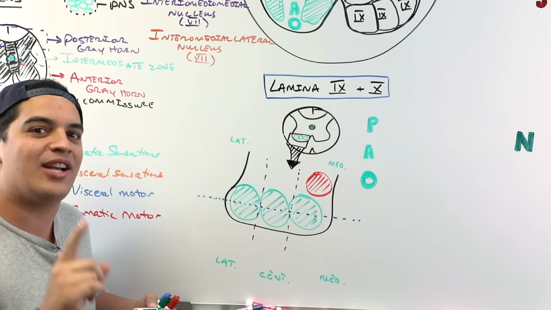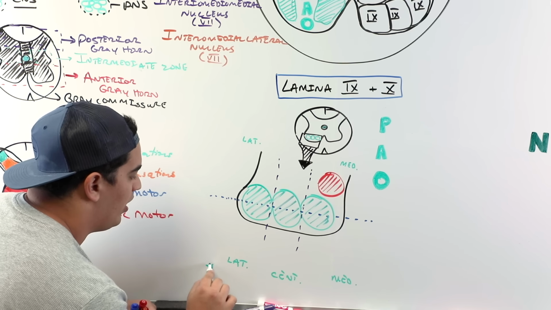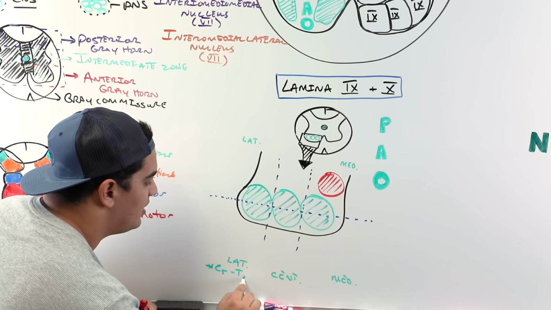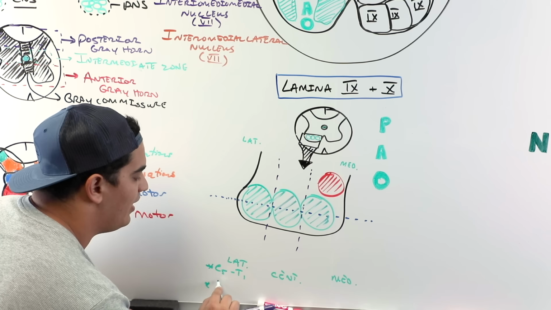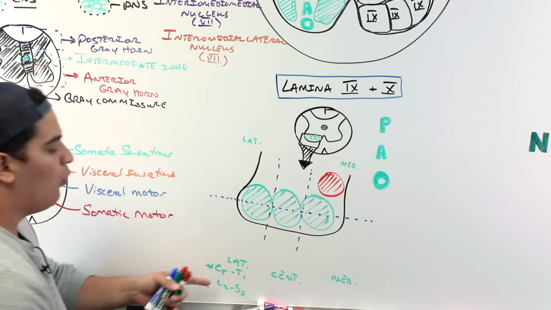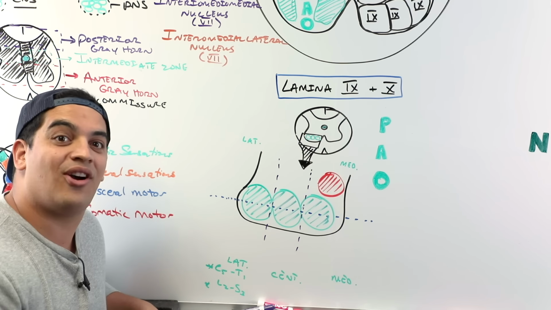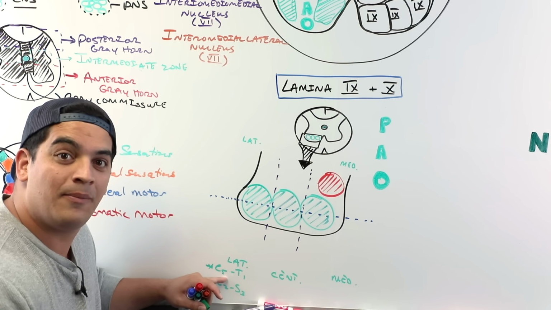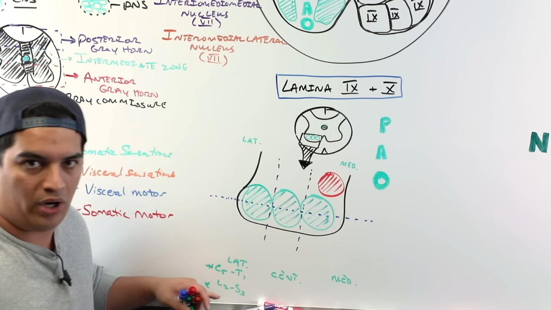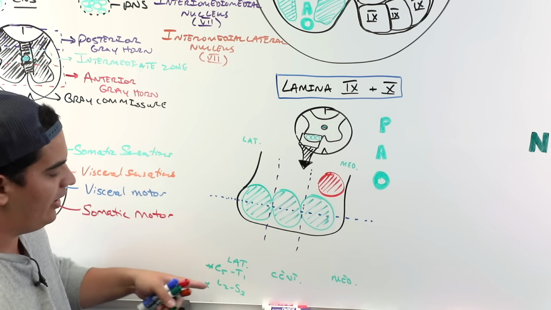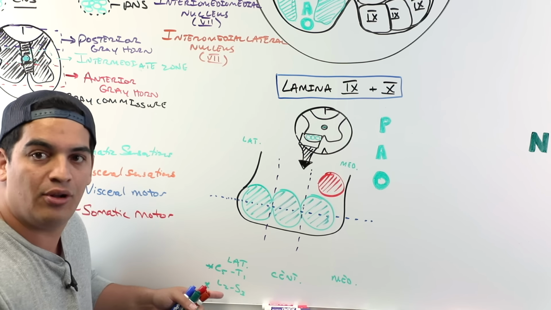Do you guys remember where that was in the spinal cord, in that gross anatomy video? If we only find these at C5 to T1, and we only find this at L2 to S3, what were those areas in the spinal cord segments? That was our cervical enlargement and our lumbar enlargement. Why is that significant? Do you guys remember what we said happens in those areas?